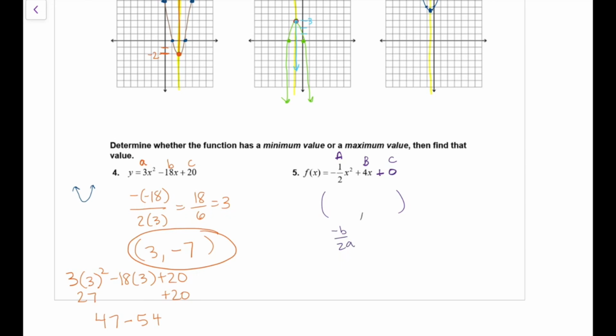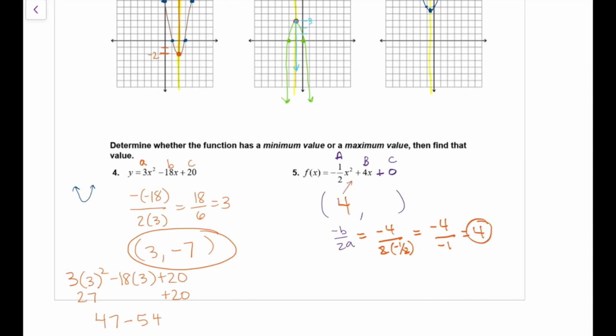And then we end up getting negative 4 over 2 times negative 1/2. Now on the top we just have negative 4, but if I have half of 2, I get 1. But there's a negative sign there, so we're going to put a negative 1. The negatives cancel, and I just get a positive 4 for my x value.